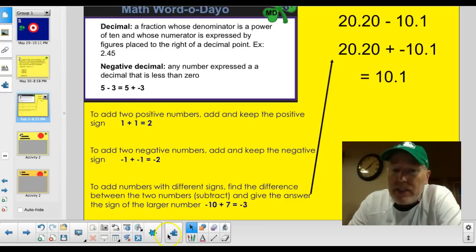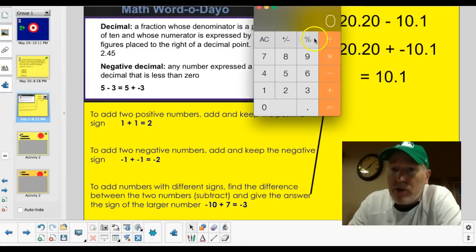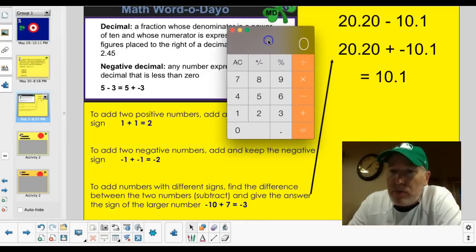10.1. Now, a lot of kids have asked, well, how do you do this on a calculator? Tonight we're going to have to do it by hand, but I do think it's important that you know how to. Most of you have a simple 4-function calculator like this. To enter this problem, you just put in 20.20, and we're going to add, we'll do this one here, 10.1, and then we'll just hit the negative key. There it is. Okay, I'll show you how to do this one here.